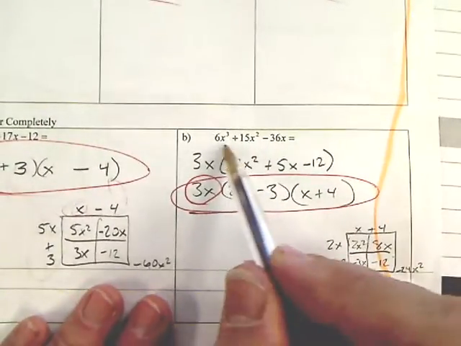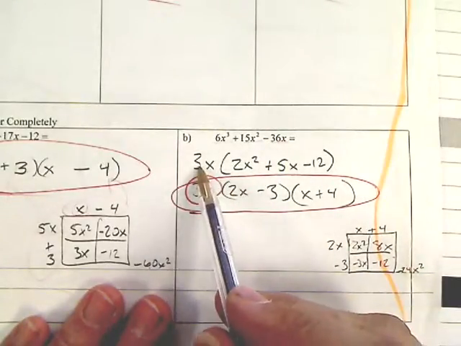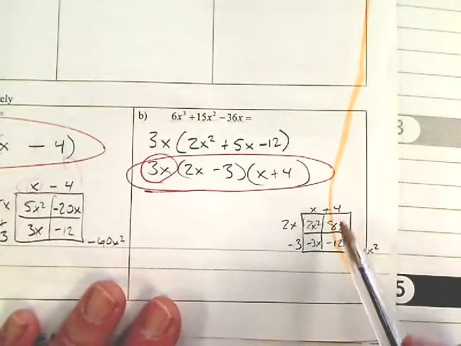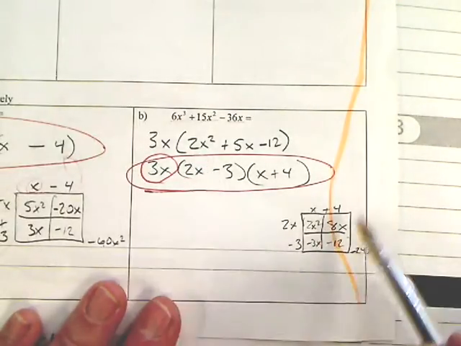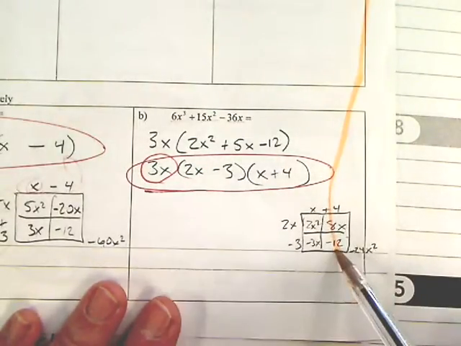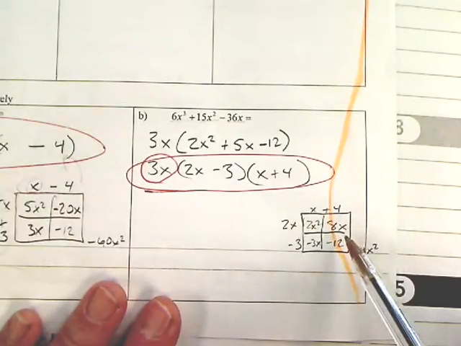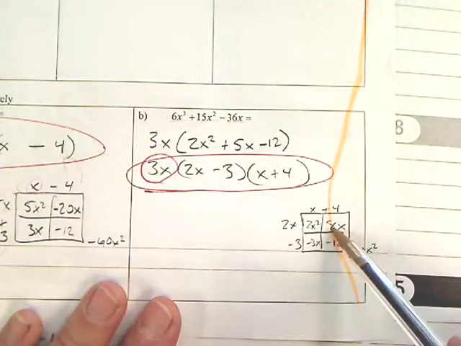Always look for a common factor first. They all have a 3x in there. Pull out 3x, and that's what I'm left with. Now I just factor this guy. Once again, I just put in the x squared there and the -12 here. They multiply together to be -24x squared. And then I need to have them add together to be the 5x. So that's 8 and -3.